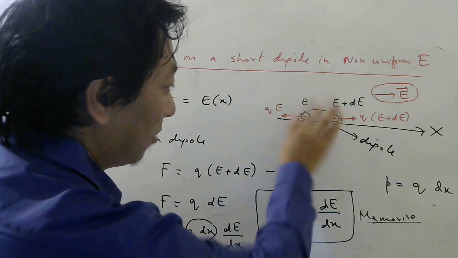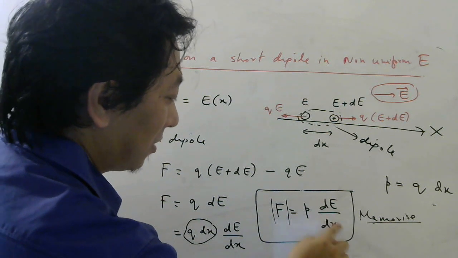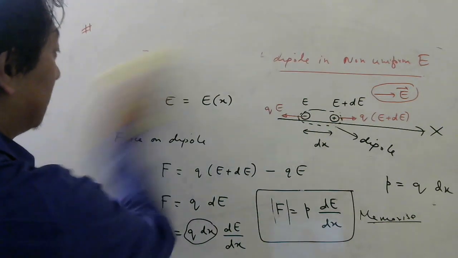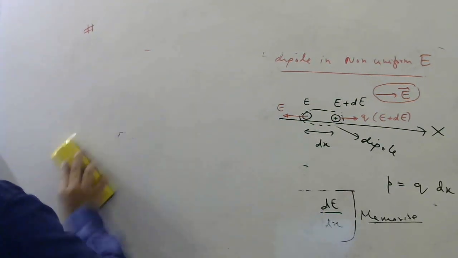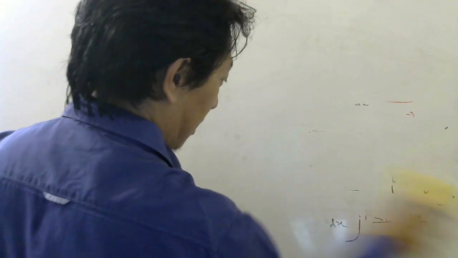What is P? Dipole moment. dE by dx is the change in E with respect to x. Okay, so please remember this. This is only for your entrance. Okay, so remember which topics are for entrance, so that for board exams you can skip these topics.